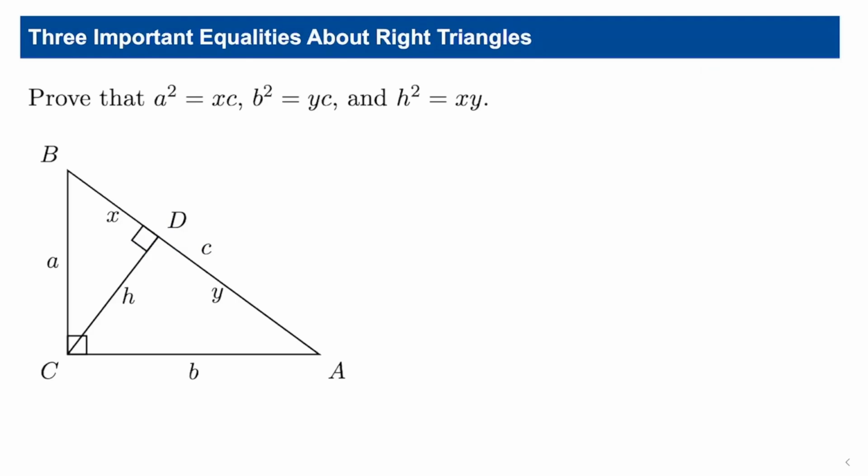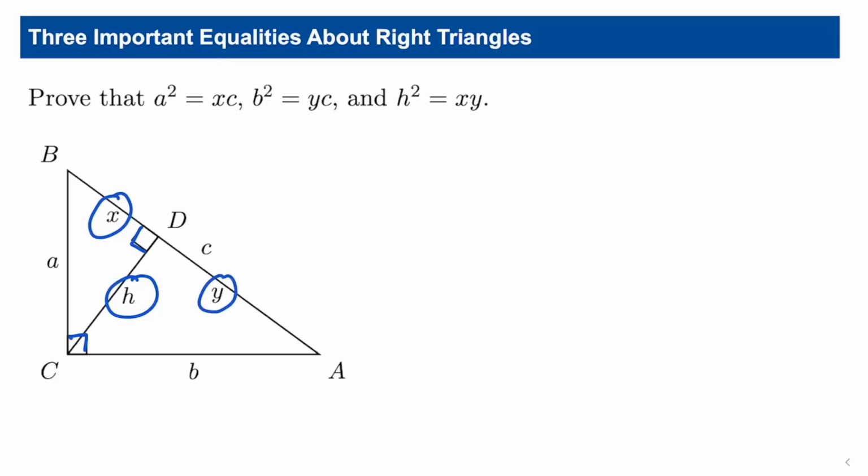Look at this triangle ABC. We know angle BCA is 90 degrees. We know angle BDC is 90 degrees. In other words, CD is the altitude to the hypotenuse. The length of CD is denoted as H. The length of BD is denoted as X. The length of AD is denoted as Y.